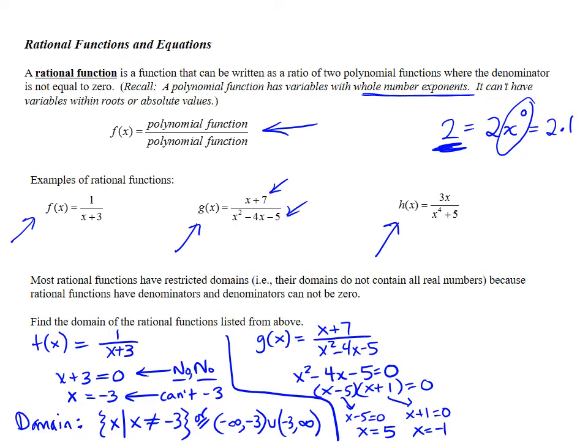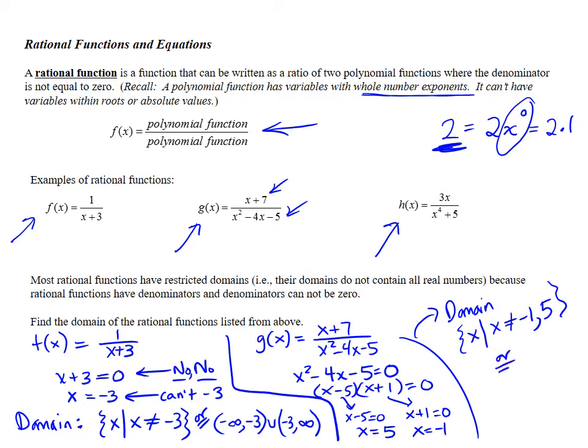Those are two values we must exclude from the domain. So the domain of G is going to include all real numbers except 5 and -1. We can write that one of two ways. We can say the set of x such that x is not equal to -1 as well as not equal to 5. So we can just put a comma in between them.